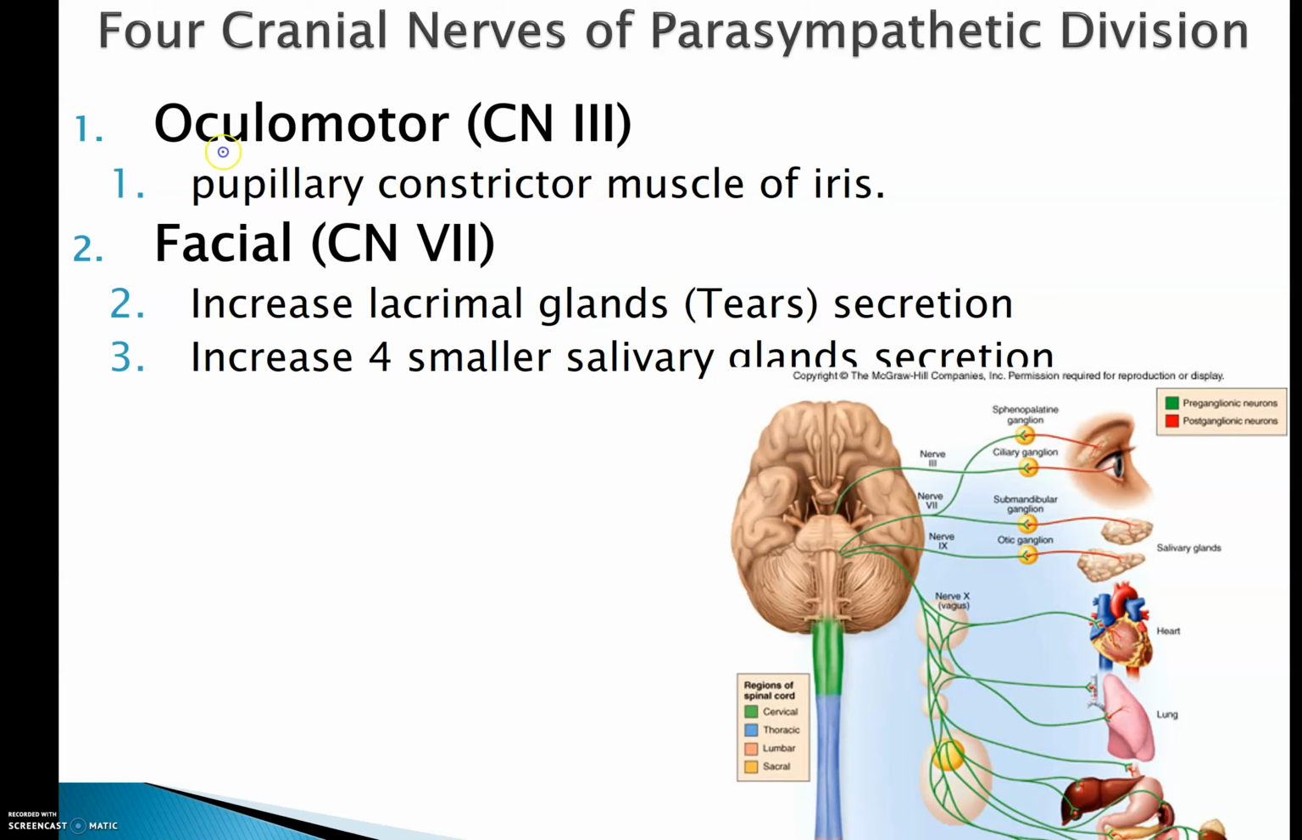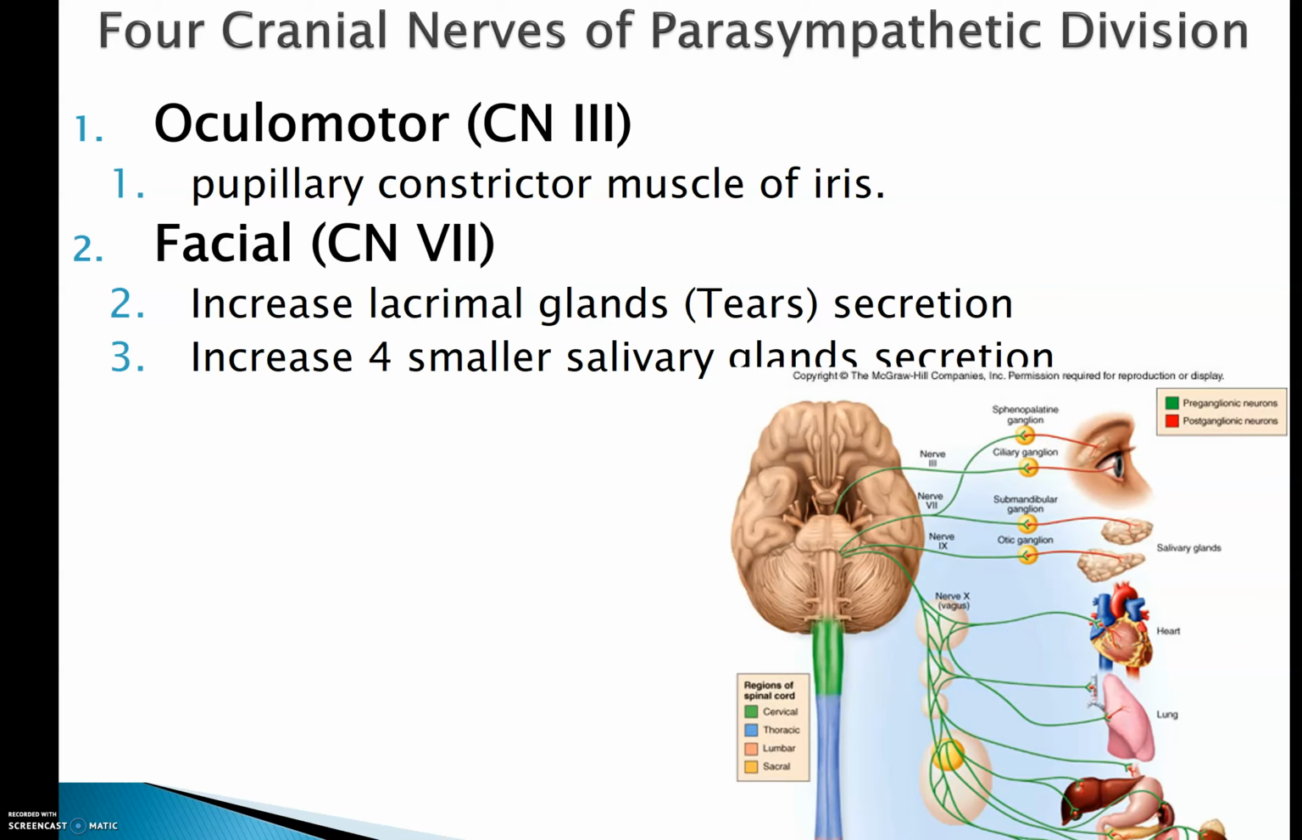The oculomotor nerve, in addition to letting you roll your eyes at your parents, is going to go to your iris and constrict your iris. It also goes to this muscle called the ciliary body, which we'll learn about next class. The facial nerve goes to the lacrimal glands, and it increases lacrimal secretion, which is tears. It helps lubricate your eyes.